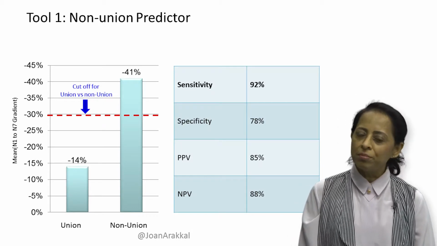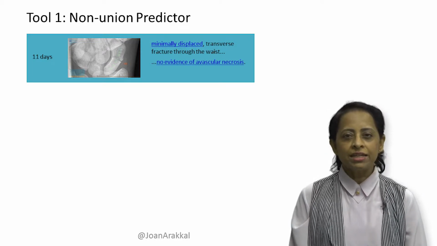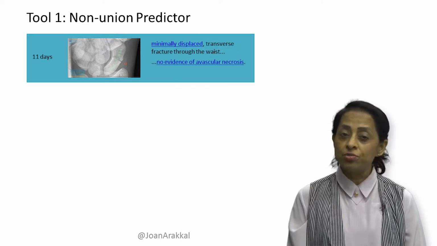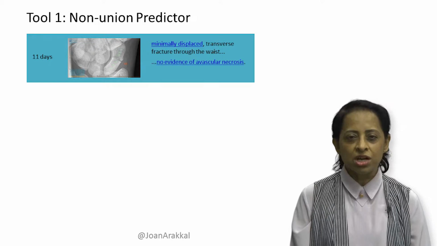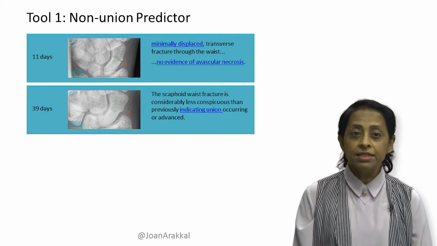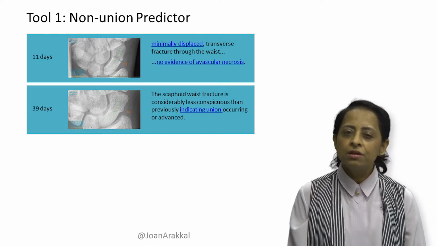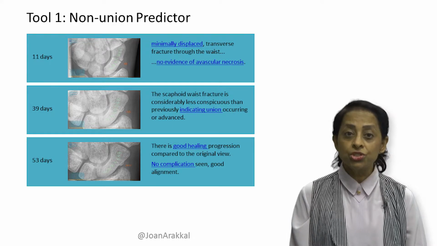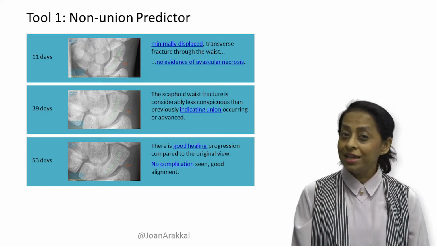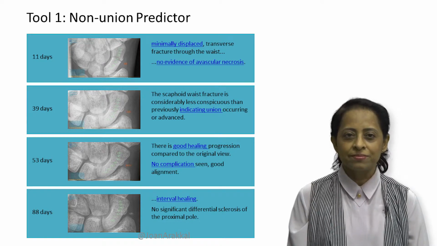Mr. P was a young man who sustained a wrist injury. 11 days later, he had an X-ray in which the radiologist reported a minimally displaced transverse fracture. 39 days later, his X-ray was reported as indicating union. 53 days after the injury, it showed good healing. And 88 days later, all appeared well to the radiologist.